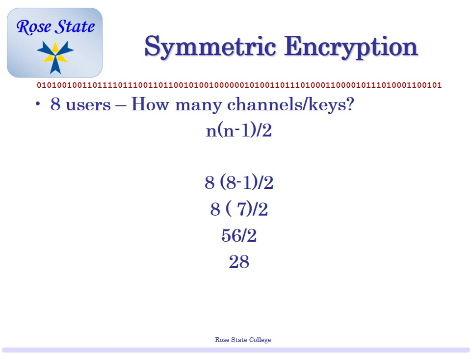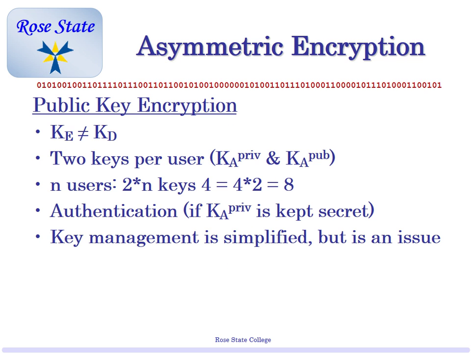Okay? All right, asymmetric. Now we have different keys. Public key encryption. And you've got to read that book. It's amazing. It has it all in there. Okay, 2 keys per user. I have a public key and a private key. An example of this is PGP by Phil Zimmermann. So it's 2 times n keys. If I have 4 users, each user has 2. 4 times 2 is 8. Done. That's it. The math for this one's a little bit easier.